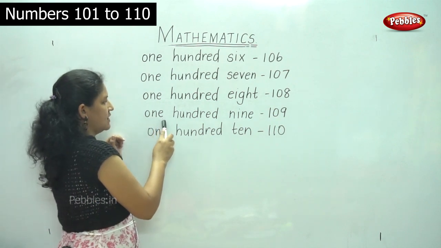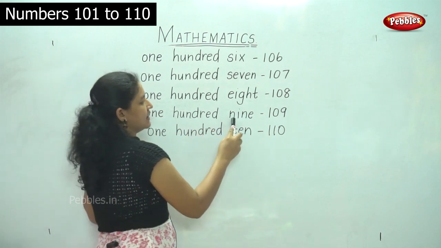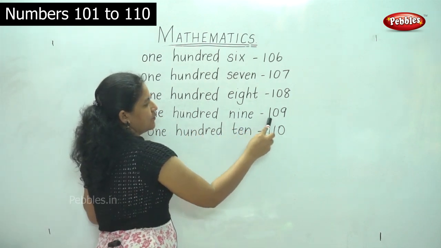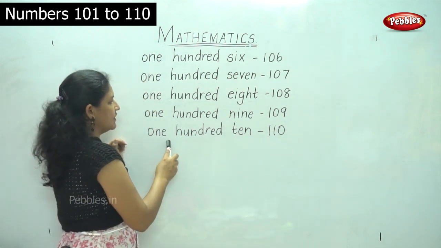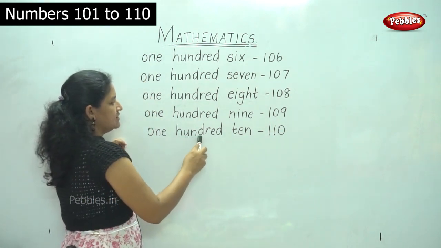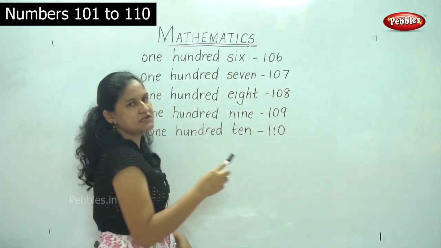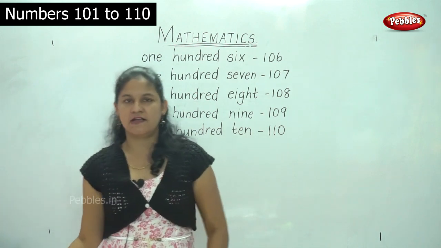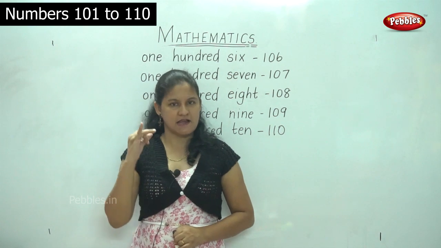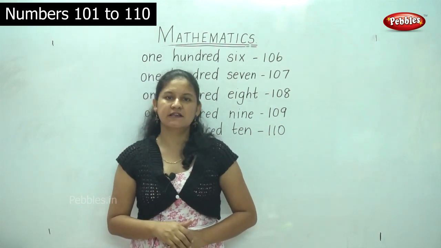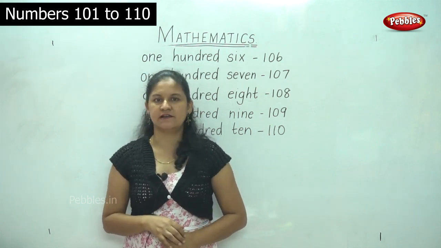O-N-E, 1, H-U-N-D-R-E-D, 100, 9. N-I-N-E, 9, 109. O-N-E, 1, H-U-N-D-R-E-D, 100, T-E-N, 10, 110. So we have learned to write the numbers and identify them, and also learned the number names for numbers 101 to 110.